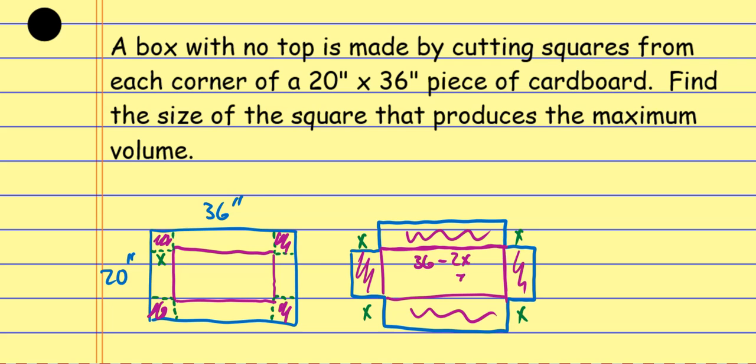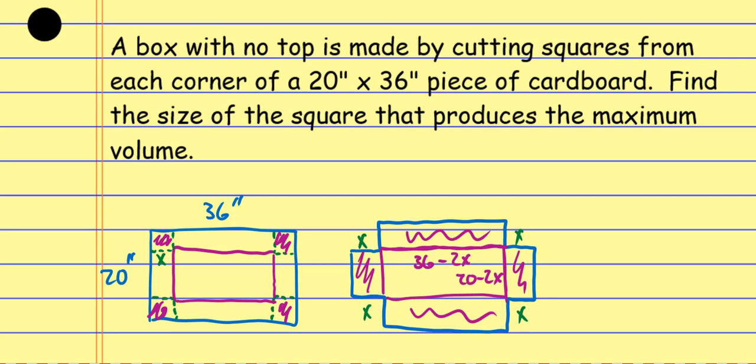Likewise, the width of the box would be 20 minus 2x, because I cut the same amount off of each end. To think about the height of the box, as I fold up these tabs, think about what the height would be. Well, that's the value of x. So the height of the box is going to be the size of the square that I cut.